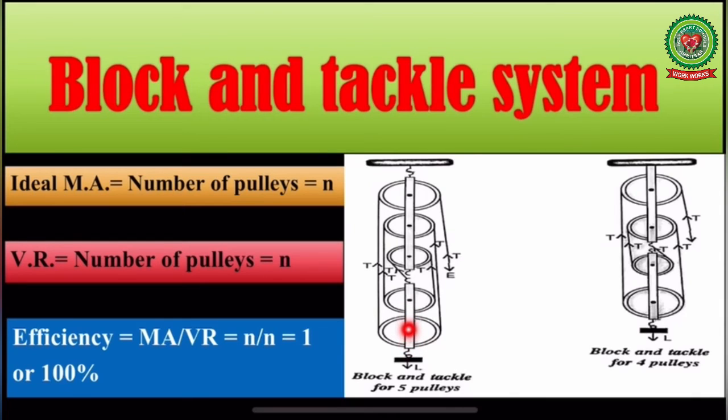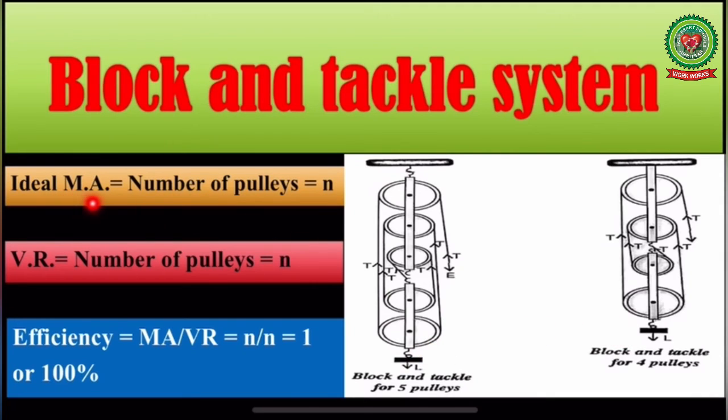In case of a block and tackle system, if there is an odd number of pulleys, then we start winding the strand in clockwise direction like this to get the convenient direction of effort. And if the number of pulleys is even, then we start winding the rope in this way to get the convenient direction of effort. This block is known as the upper block and this block is known as the lower block. Load is connected to the lower block of the pulley system.